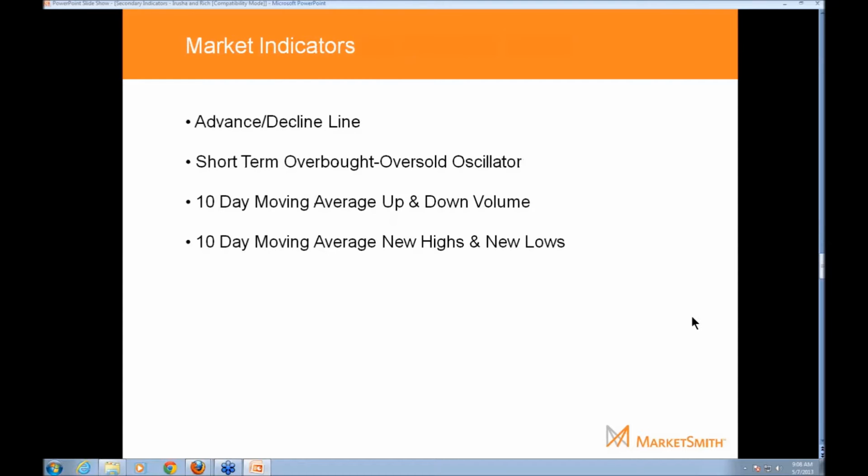So let's take a look at a few of these. We're going to start with the general market indicators. We'll start with some easy ones before we get to some of the more complex ones. And these are the four we're going to look at. These are used primarily to gauge market strength and direction.